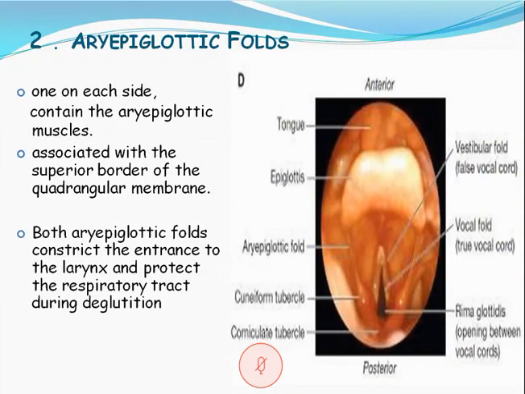Aryepiglottic folds, one on each side, contain the aryepiglottic muscle inside, associated with the superior border of the quadrangular membrane. Already we discussed: both aryepiglottic folds constrict the entrance to the larynx and protect the respiratory tract during deglutition, that is, during swallowing it protects.